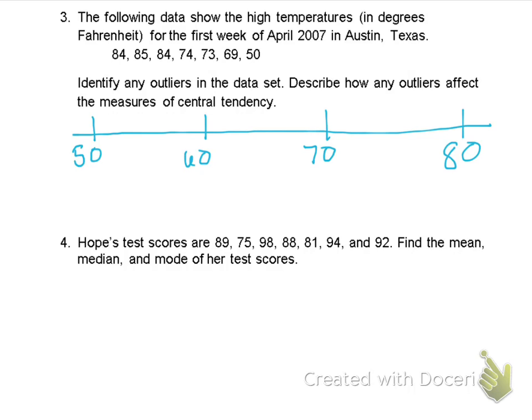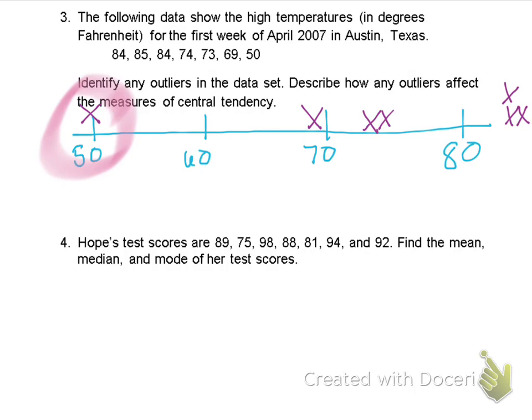So they're a little bit better spaced here. Okay, and then I'm just going to put X as approximately where the values are. So I have one at 50, I'm going to go backwards. I have one at 69, 73, 74, 84, and 85. So I can see by looking at this list that this 50 is quite a bit further off from the rest of the values. So that would be my outlier. The second part of this question asks, how does it affect the measures of central tendency? So that means I have to find the mean, median, and mode with the 50 and without.